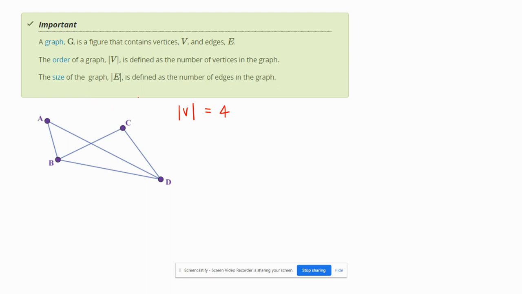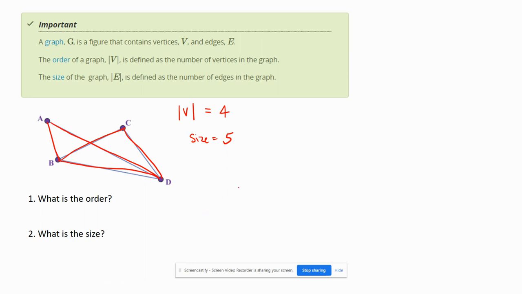And the size of the graph, also with the same notation, is defined as the number of edges. So that would be like segments. AB, and then BD is another edge, AD is another edge, BC, and CD. So altogether, 1, 2, 3, 4, 5. So we'd say the size is 5.